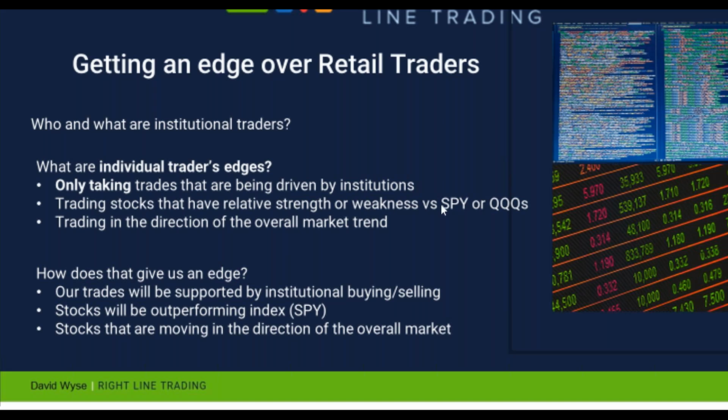We trade stocks that have relative strength and relative weakness versus the SPY or the Qs that I just mentioned. Very few retail traders understand this. They follow RSI, they follow MACD. They don't know that stocks with relative strength versus the SPY or the Qs are going to outperform most of the time. They're going to do much better. And if the stock starts to pull back, and you're in a stock that has relative strength, it's not going to pull back as fast as the market does because it's stronger than the market. So very important. And then we trade in the direction of the overall market. Really a big edge over other retail traders. And how does it give us an edge? Well, our trades are going to be supported by institutional buying and selling. The stocks will be outperforming the index, and they're going to be moving in the direction of the overall market.